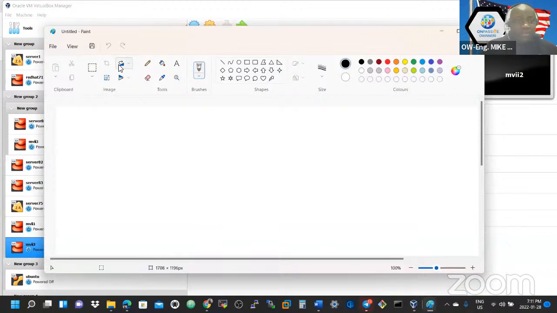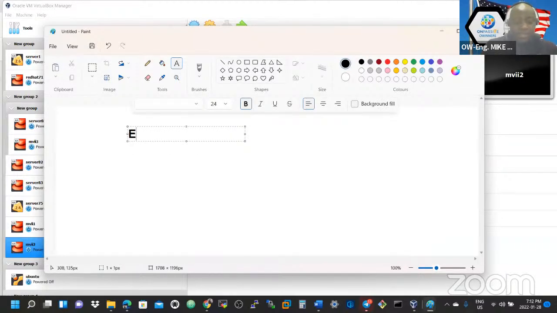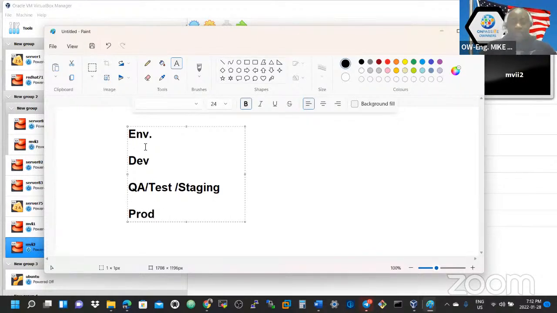So in an environment, okay? Environment, we just put it ENV. We have the development environment, we just call it the dev. And we have the QA, or it's called either the QA or the test, or you can still call it the staging. Then we have another one, which is the prod, PROD, so the production environment. Now, this is the generic environment that we have. Okay, this is called a generic one.